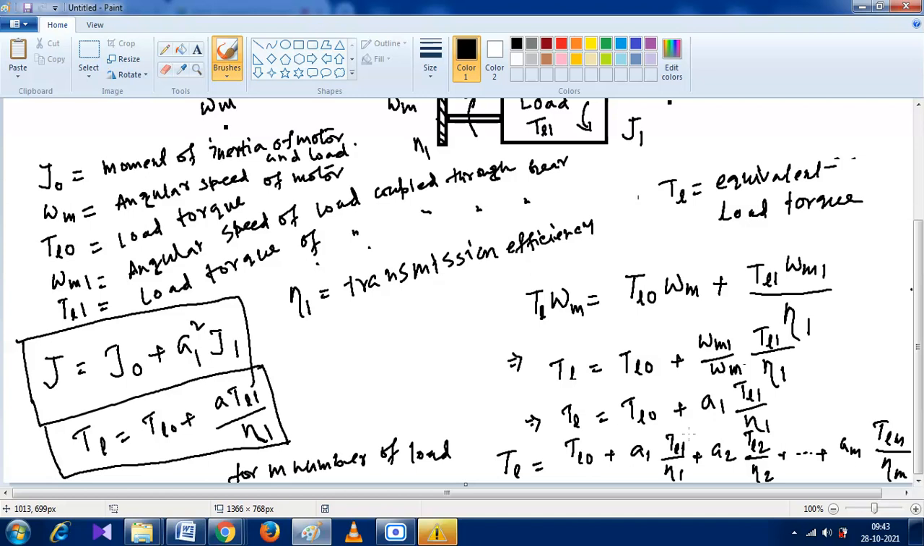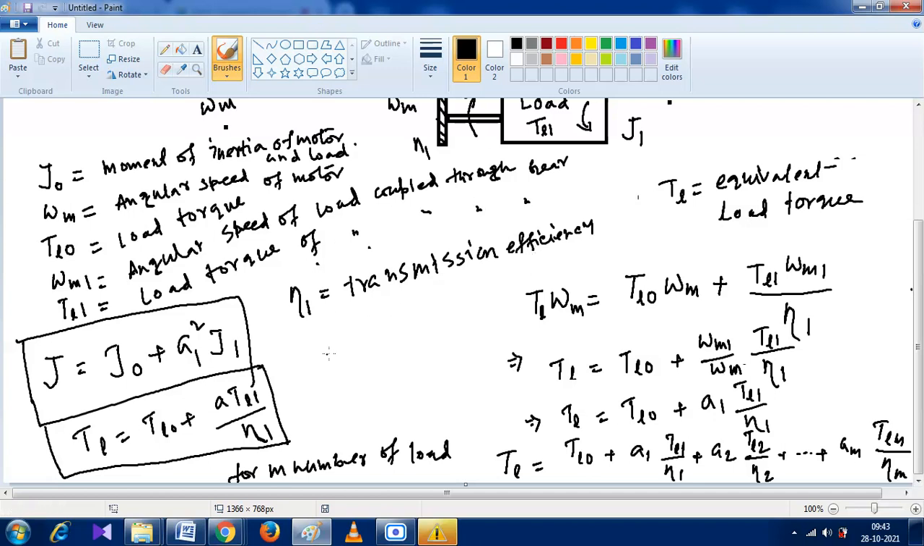Tell me what is the equation for n number of loads. TL equal to TL0 plus A1 TL1 by eta 1. This is efficiency, called eta 1. Plus A2 TL2 by eta 2, dot dot dot, plus Am TLm by eta m. This is for m number of loads.